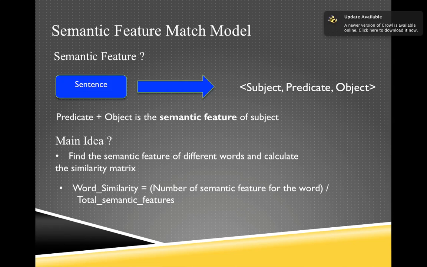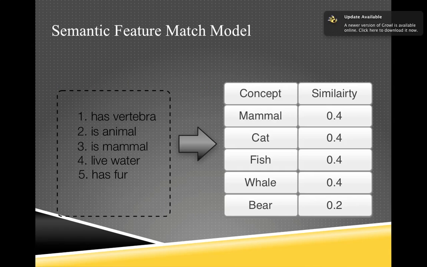From my description you may see that this will be a little difficult. Now I'll give you one example. This is the semantic feature I get from the case study 1. Here you can see that it has 5 features. The first one is has water, and the second one is animal. The third one is mammal. The fourth one is live water, and the fifth one is has fur.